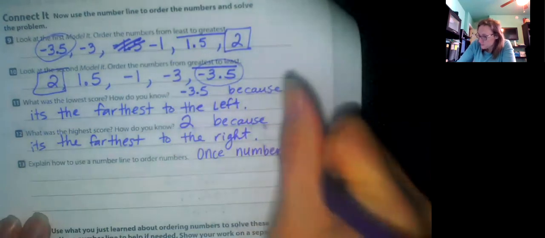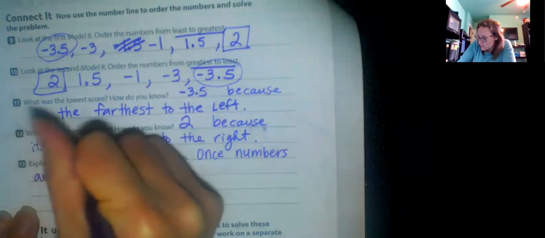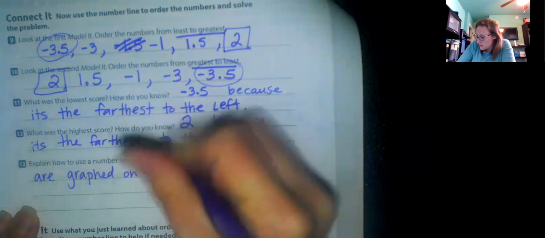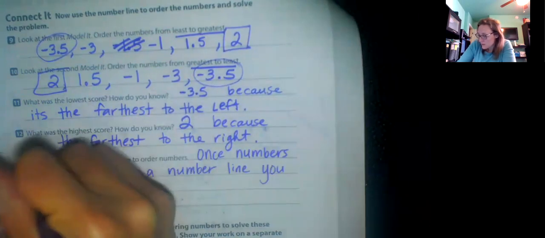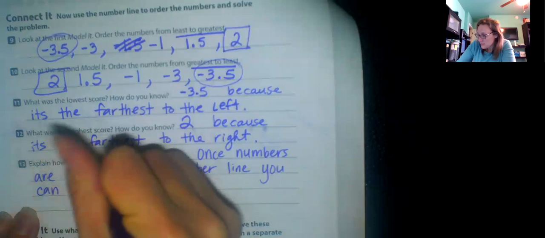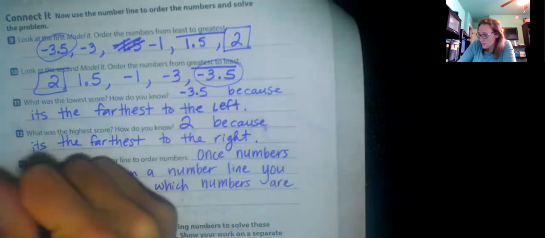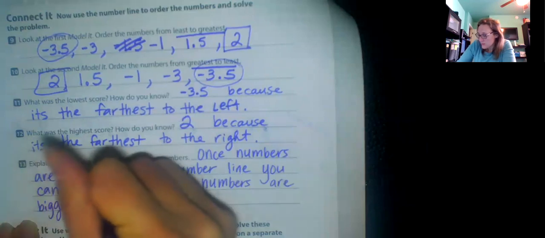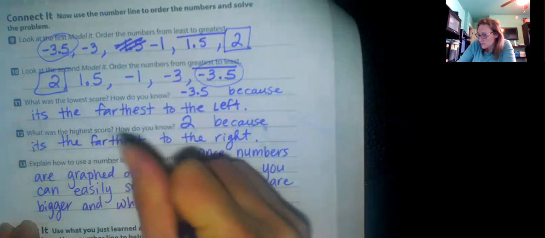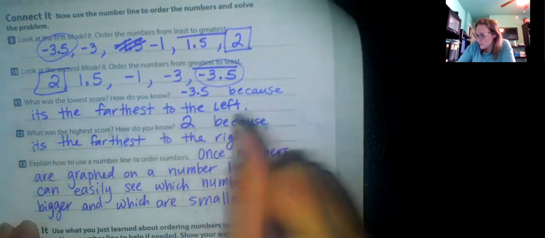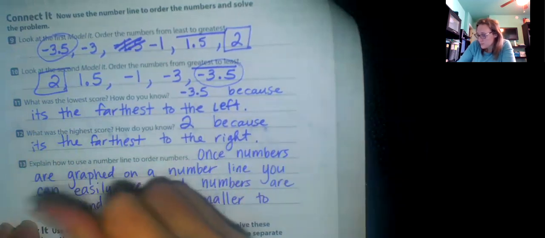So once numbers are graphed on a number line, you can easily see which numbers are bigger and which are smaller to put them in order.